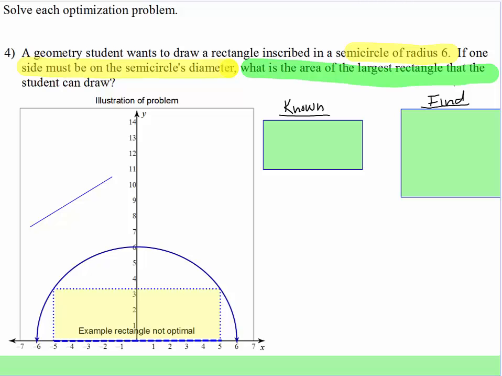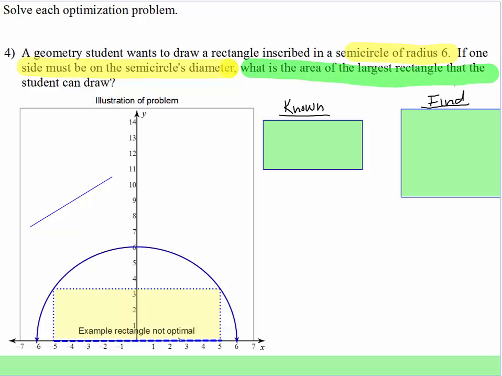Okay, another optimization problem. A geometry student wants to draw a rectangle inscribed in a semicircle with radius 6. If one side must be on the semicircle's diameter, what is the area of the largest rectangle that the student could draw? So what it's saying is that the rectangle sits, just like drawn here, on the diameter of the semicircle.